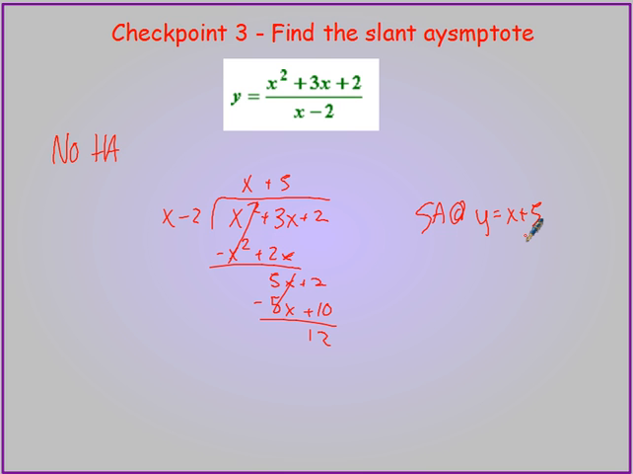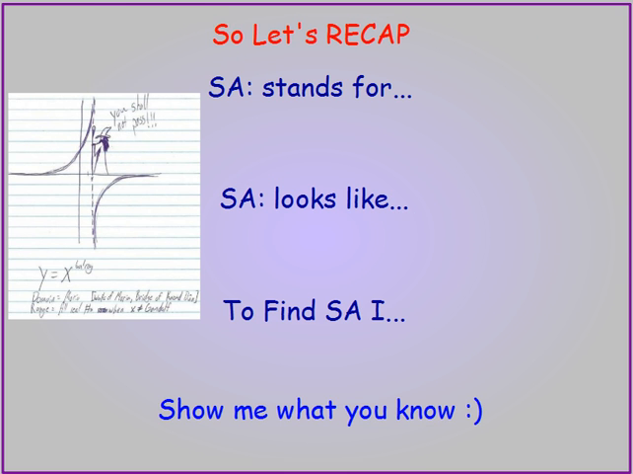Okay. So, recap. SA stands for slant asymptote. What does that look like? A line. It's a linear equation, which means it is in the form y equals mx plus b. How do you find it? Make sure there's no HA. And divide. We good? So, now we know how to find three things.